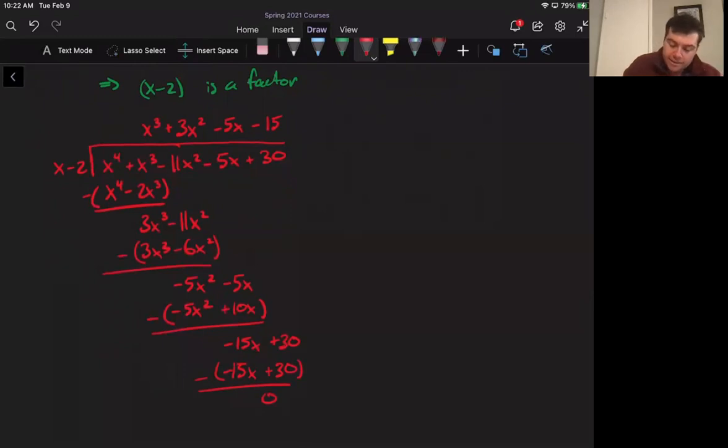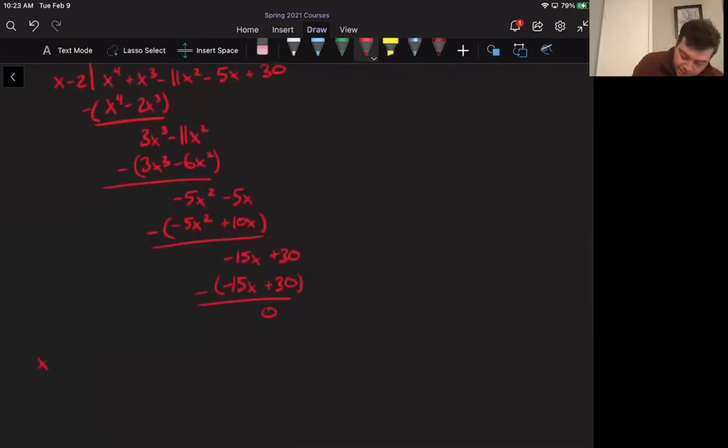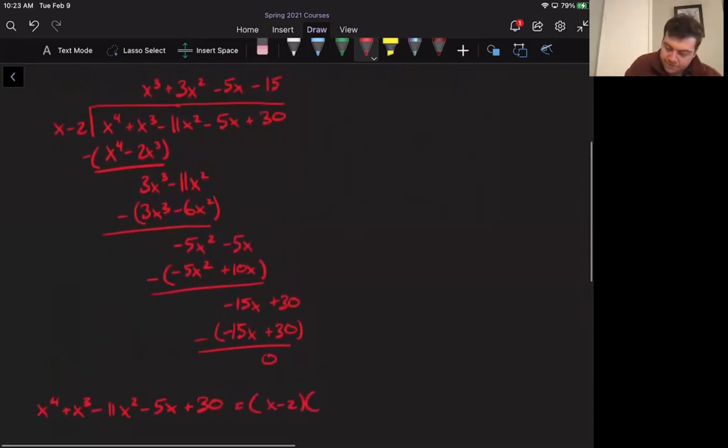So that tells us that the polynomial we started with, x to the 4th plus x cubed minus 11x squared minus 5x plus 30, equals x minus 2 times x cubed plus 3x squared minus 5x minus 15. And there we have it. We have successfully factored out one root from our polynomial.